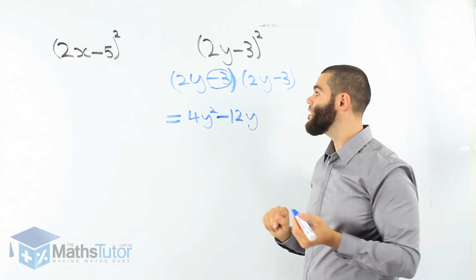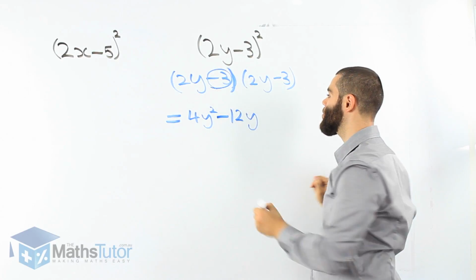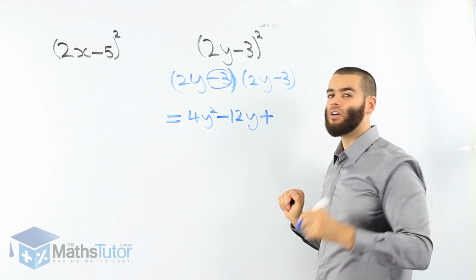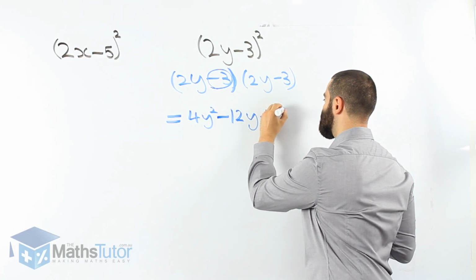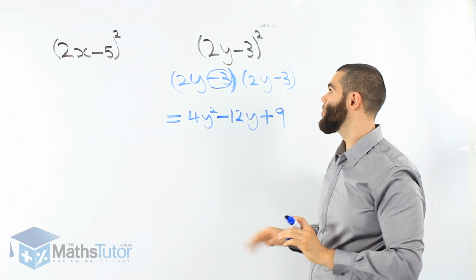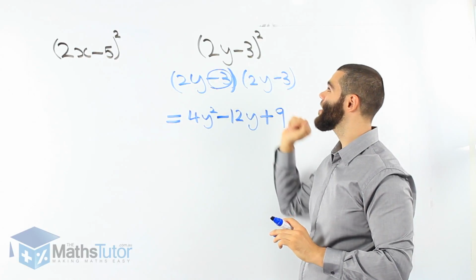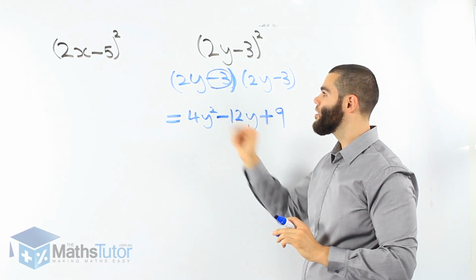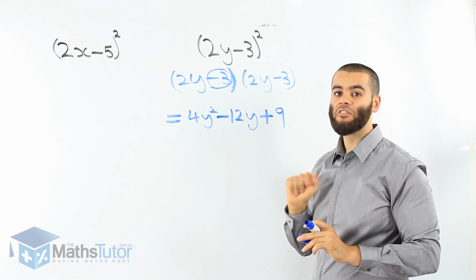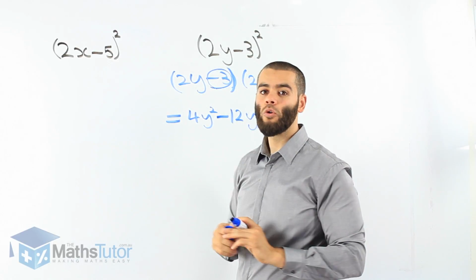Third step, easy. We basically square the second term. Negative 3 squared. Negative 3 times negative 3, positive 9. There's our answer. Very easy. So whenever you see it squared, it means it's a special product. It's a perfect square. We follow these steps. Last one. 2x minus 5 all squared.